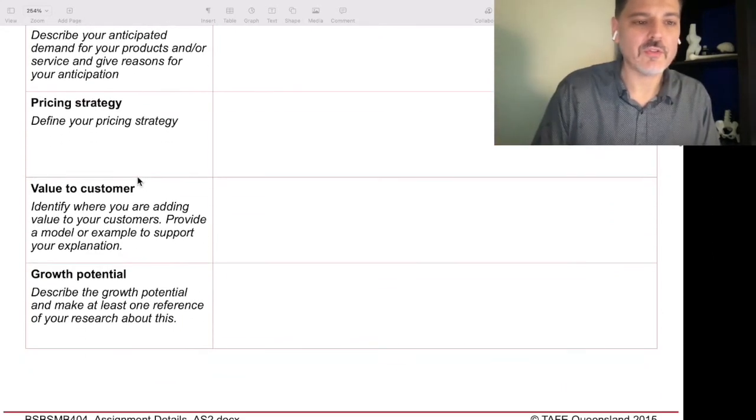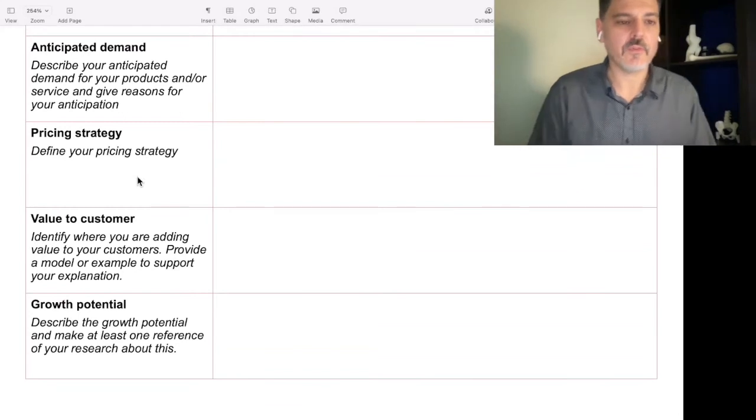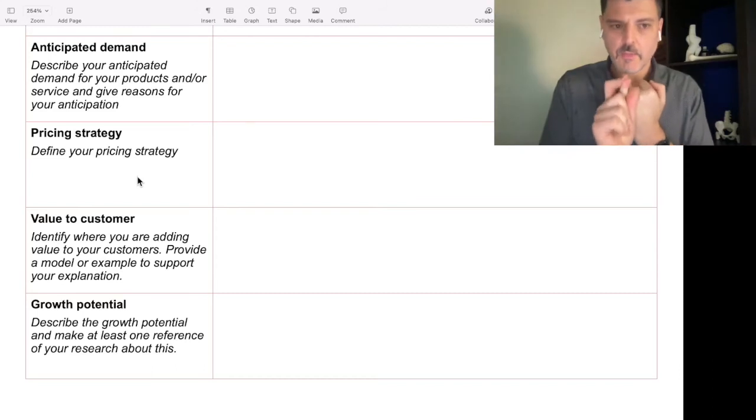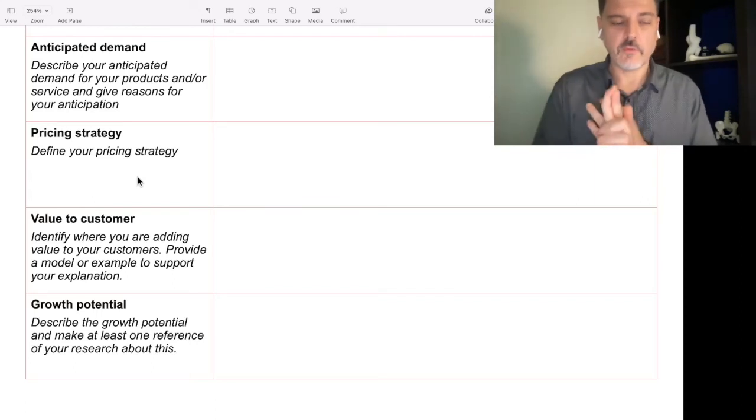So have a look at your pricing strategy next. Define your pricing strategy. Think about why it is you're going to choose the price that you do. In this, you need to consider how much money you need to earn for yourself to live, how much you need to pay all the bills of your business, and what it is that your customers are prepared to pay, and how much time you have to deliver those services and products.